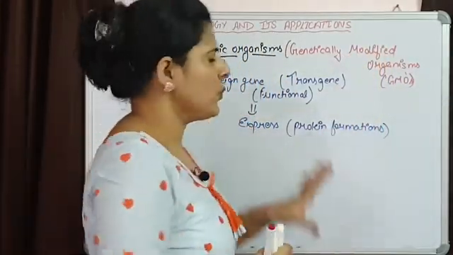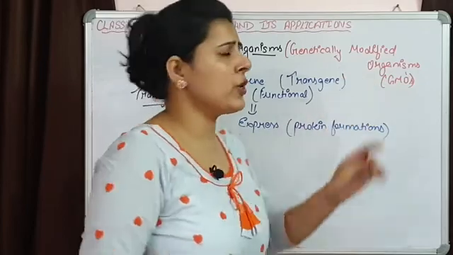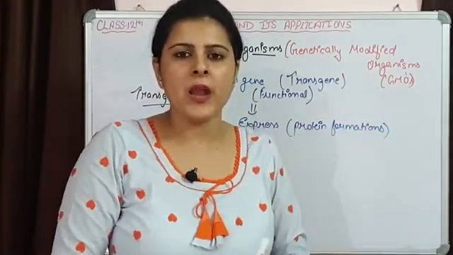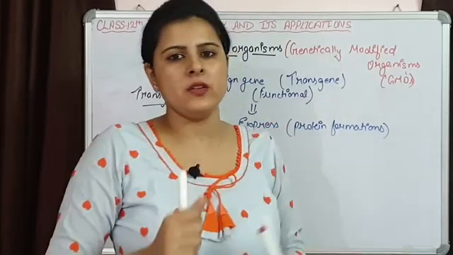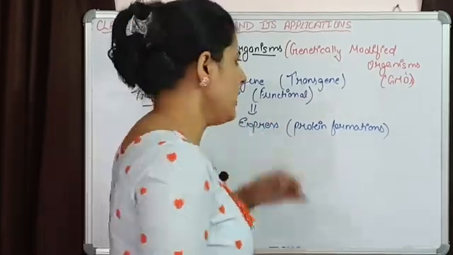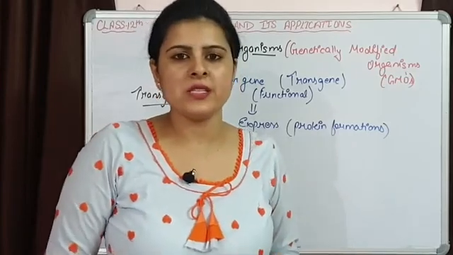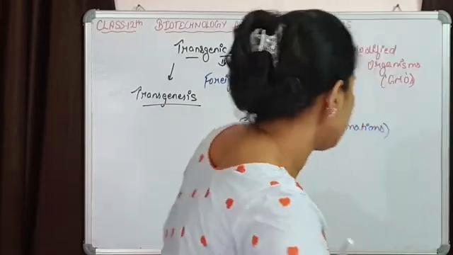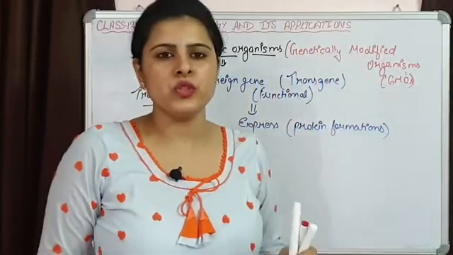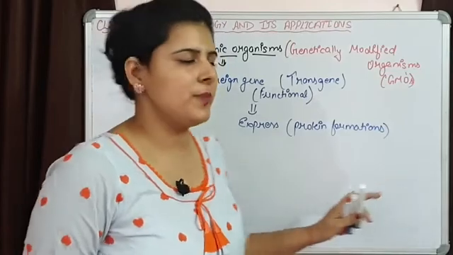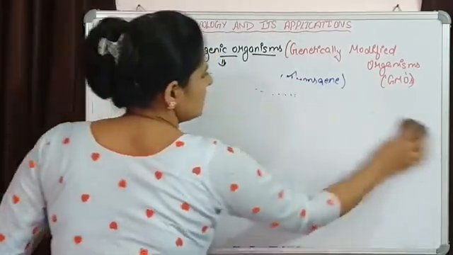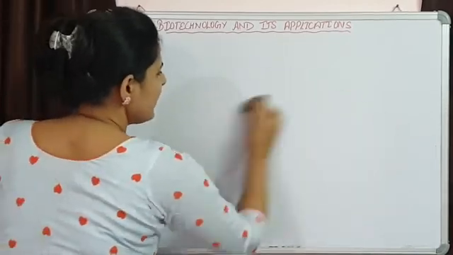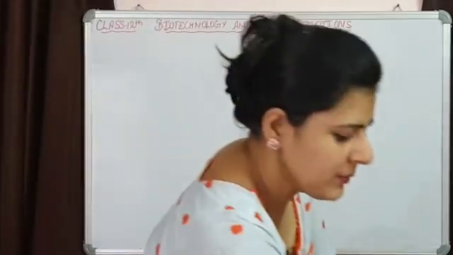So, now we have lots of genetically modified organisms. We have transgenic animals, transgenic plants, even transgenic microorganisms also. So, let us see which different types of transgenic animals are present, and how we have genetically modified our plants and microorganisms. This is all what we are going to discuss in this chapter. First, let's take a few examples of transgenic animals.